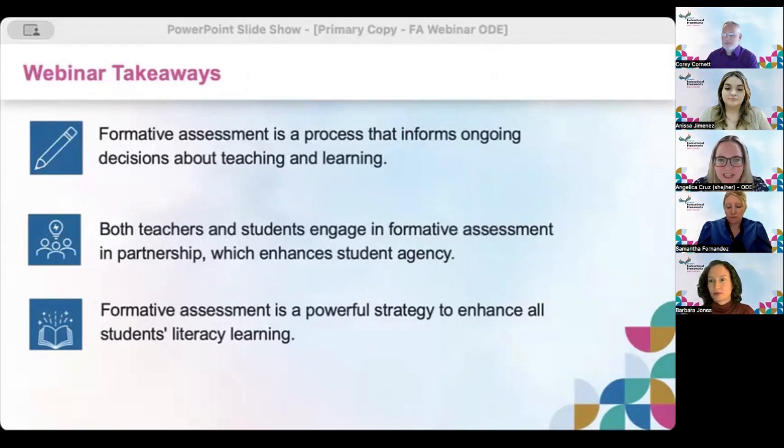We hope you leave today with an understanding of how formative assessment is a process that informs ongoing decisions about teaching and learning, that engaging both teachers and students in formative assessment enhances student agency, and that formative assessment is a powerful strategy to enhance all students' literacy learning.